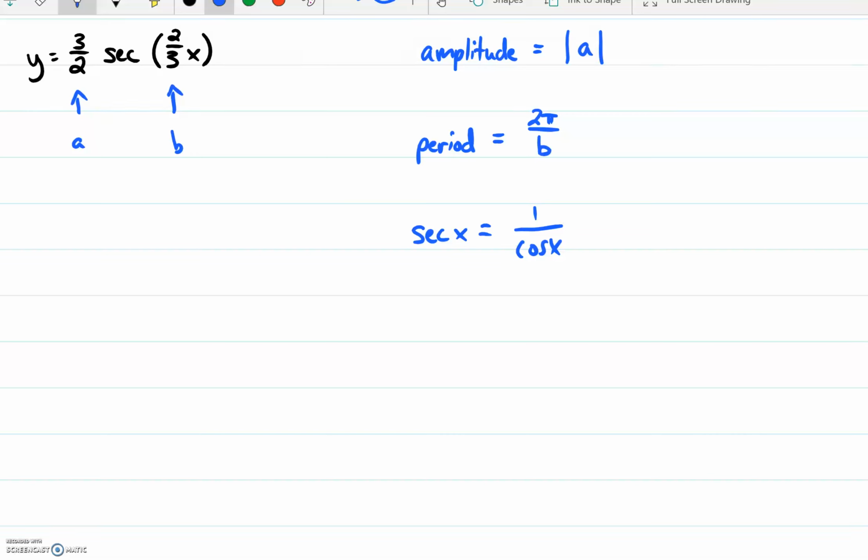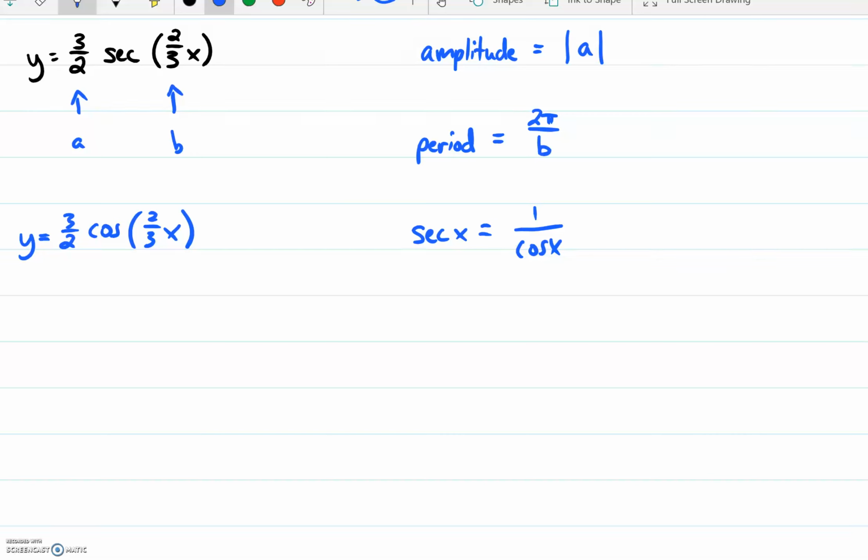And of course, 3 over 2 is the coefficient in front of secant and the cosine, and the 2 over 3 in front of x inside of the argument, you could change those. But just in general, you want to know that cosine is the thing you're shooting for. And so what we're really wanting to graph first of all is y is equal to 3 over 2 cosine 2 over 3x.